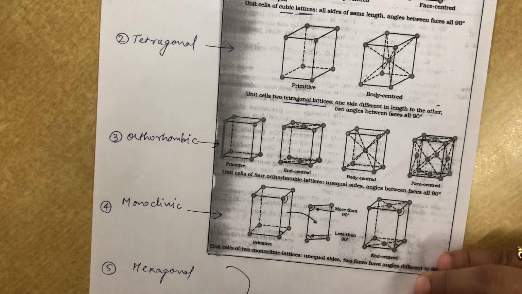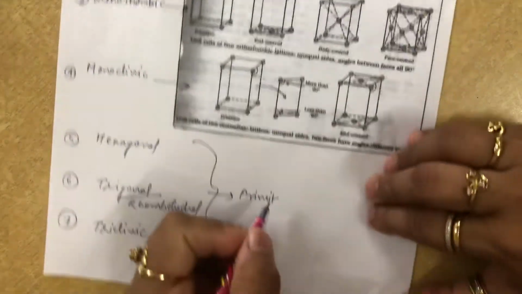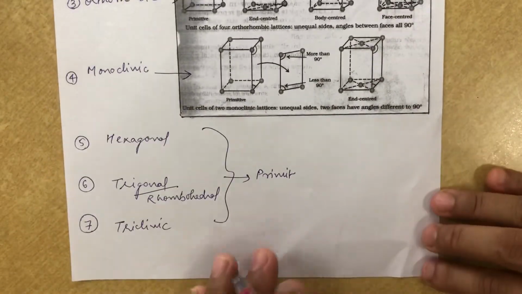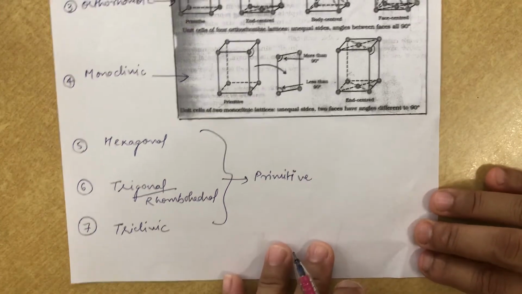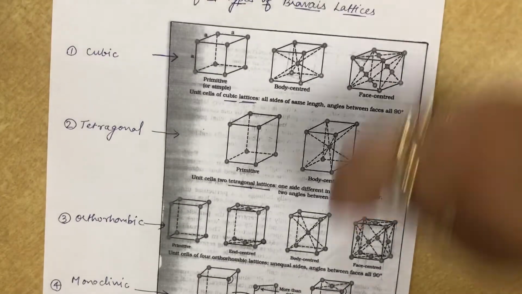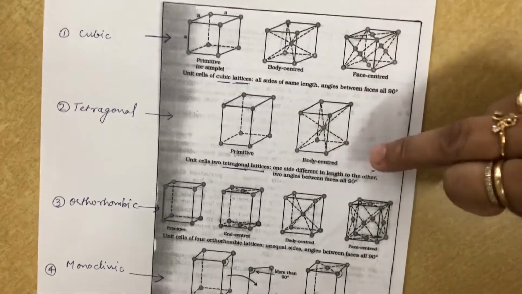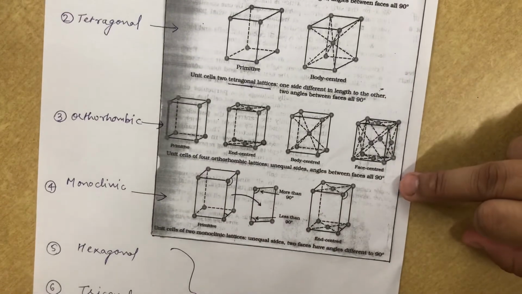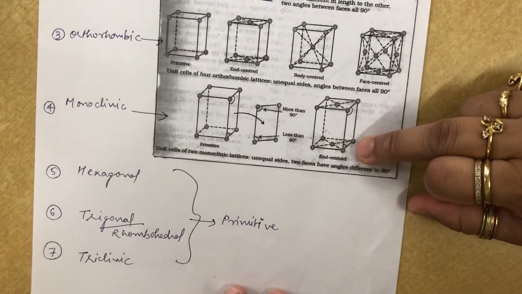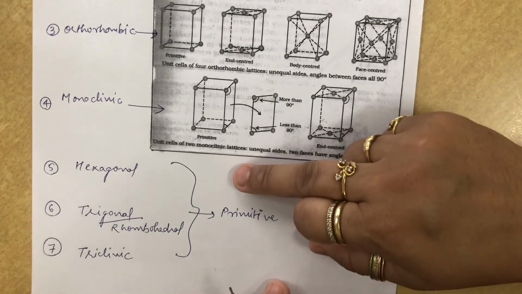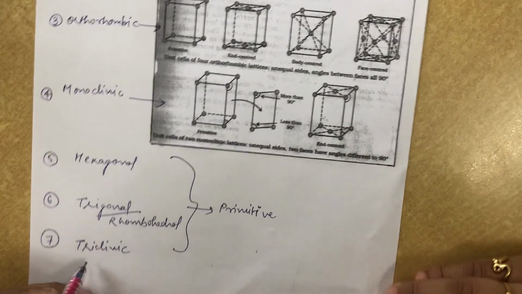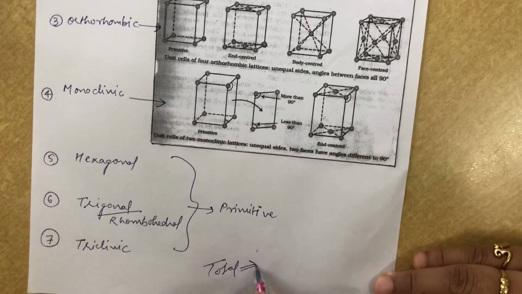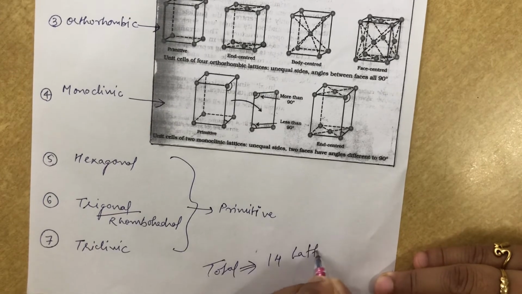Now all these 3 are having only one possible variation, and that is of primitive type. And hence here you can see you are having total 14 now: 3 of cubic, 2 of tetragonal, 5, 4 of orthorhombic, 9, 2 of monoclinic, 11, and 3 primitive, each of hexagonal, trigonal and triclinic. So total 14 Bravais lattices you have like this.